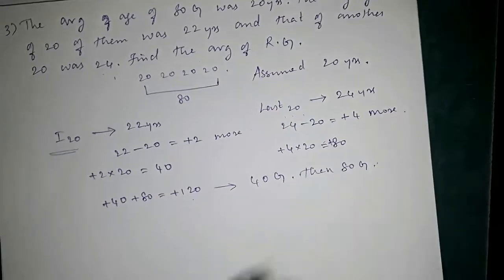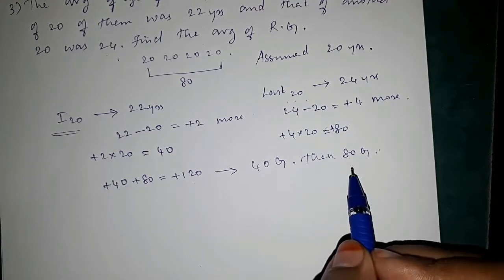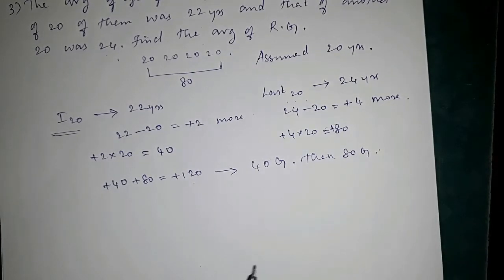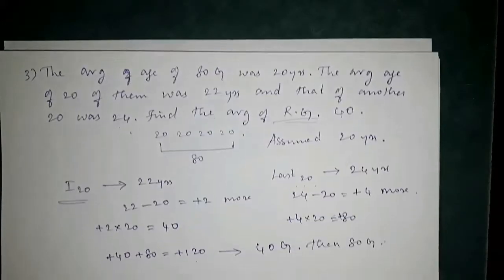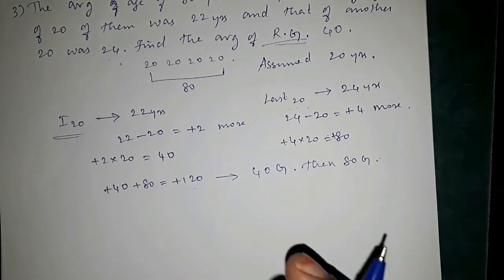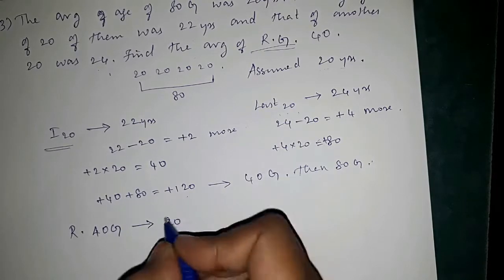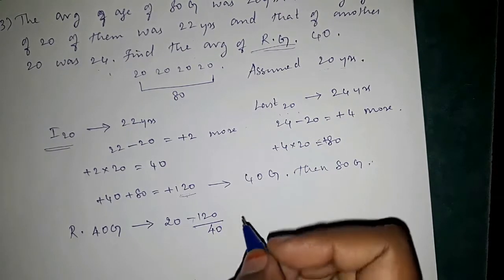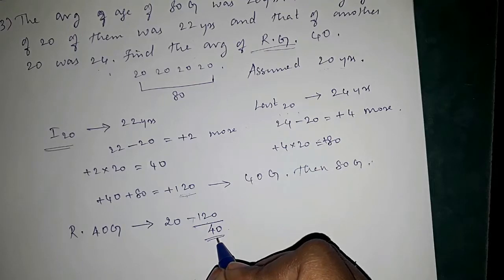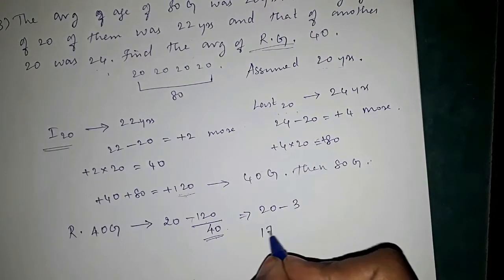This must be taken from these 40 girls and equally distributed to the remaining 40 girls in order to achieve the equal distribution. So that is the next set of 40, the remaining girls. We have to find the average of the remaining girls. The remaining girls number is 40. So the next 40 girls should have 120 less. The remaining 40 girls have an average of 20 years, so we have to take 120 from them and distribute it equally to the remaining 40 girls. This 20 minus 3 is equal to 17 years.